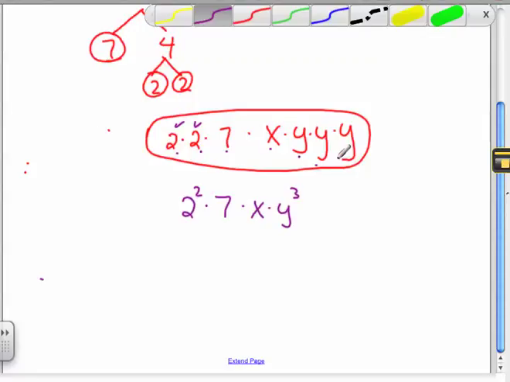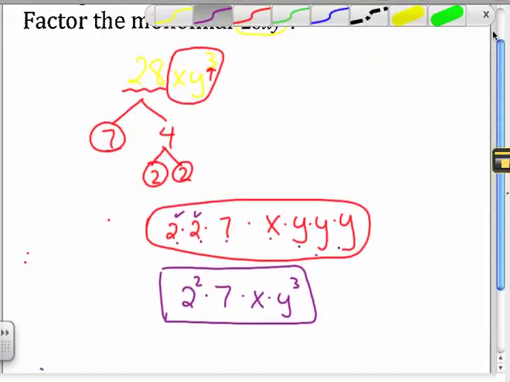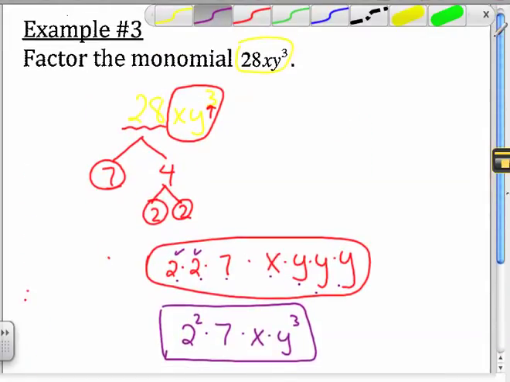All right? This is the answer. This is the prime factorization of 28xy cubed. Okay? And guys, I'm going to ask that you do write it using exponents if you can. If they have something greater than 1, go ahead and put them together. All right? Great job, guys, and I'll see you at the last example.